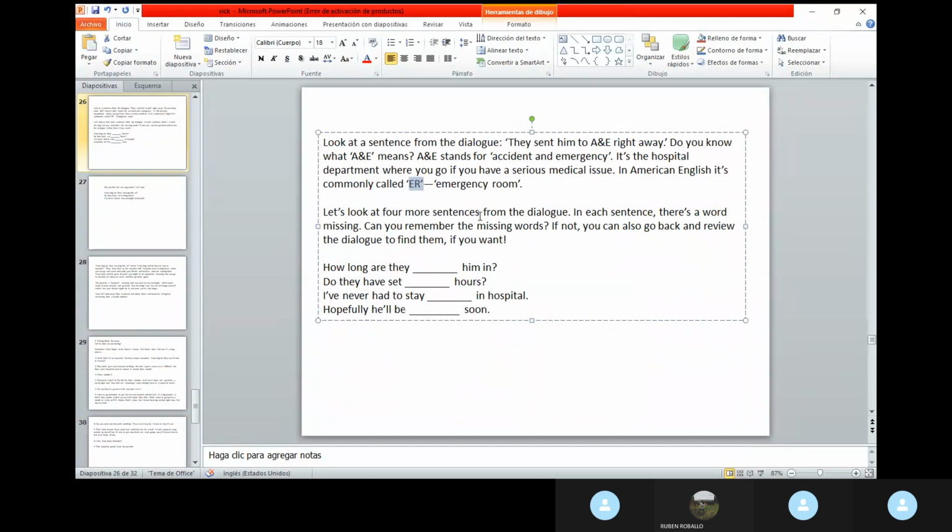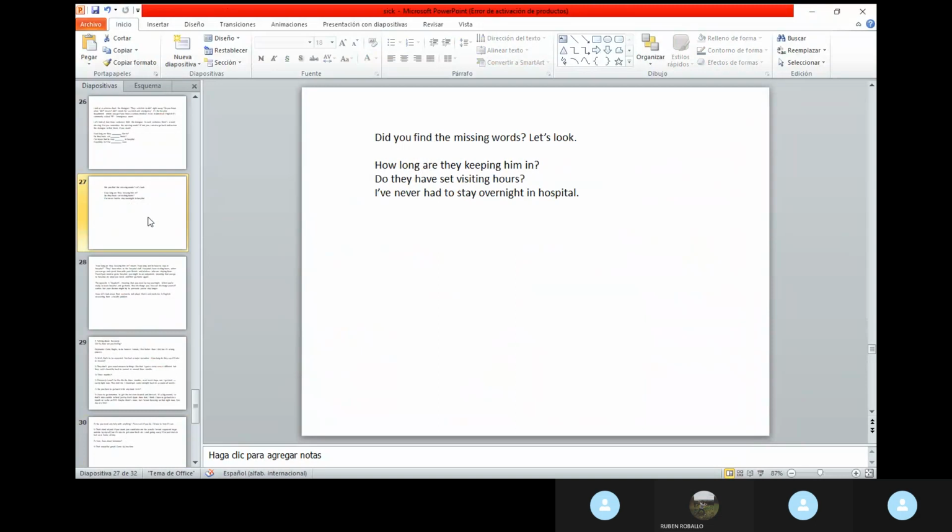Look for a sentence from the dialogue. In a sentence, there is a word missing. Can you remember the missing word? Now you can also review the dialogue again. You can find them if you want. Ok. Aquí tenemos unas palabras con unos espacios. No sé si ustedes se recuerdan qué palabra viene acá en el espacio. Aquí nos toca irnos atrás o irnos adelante, que es lo que falta.